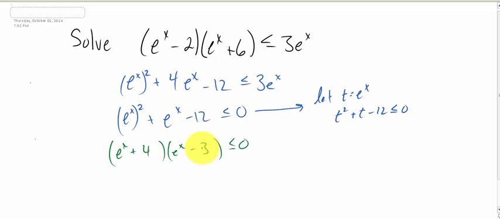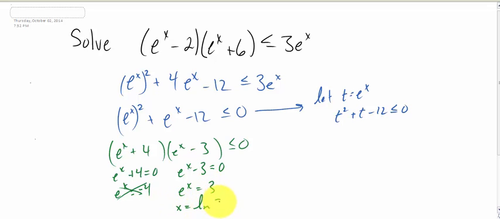And now we're going to treat this as if it were an equation. e^x plus 4 equals 0. e^x minus 3 equals 0. So e^x equals negative 4. Well, ladies and gentlemen, that can't happen. e^x equals 3, so x is the natural log of 3. Exactly. There is nothing that we can raise e to and get negative 4.